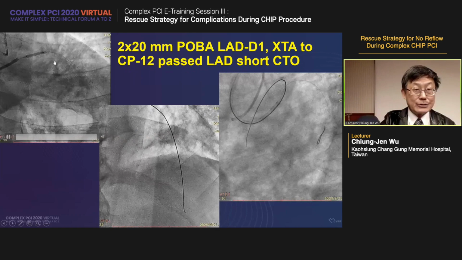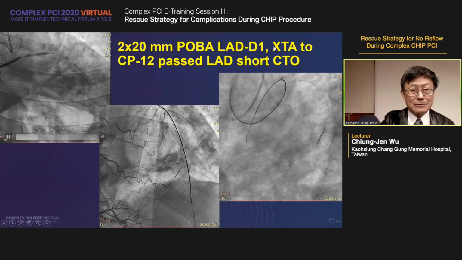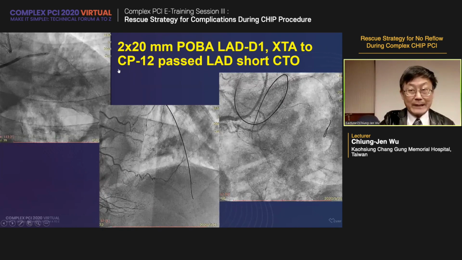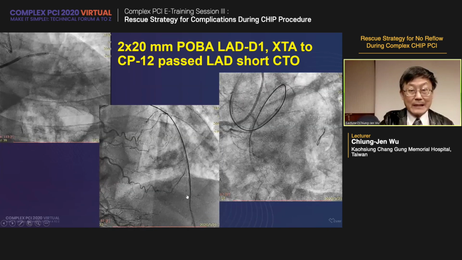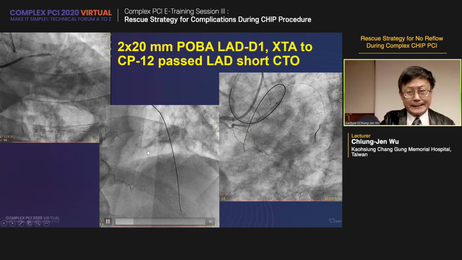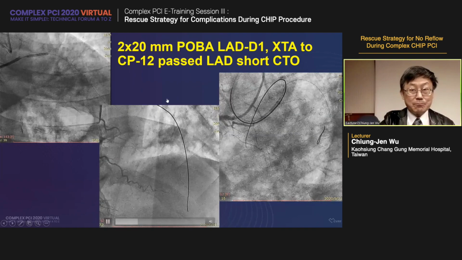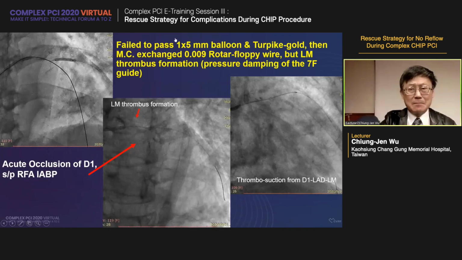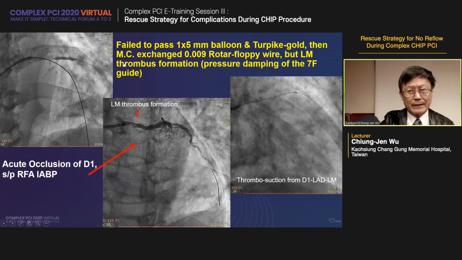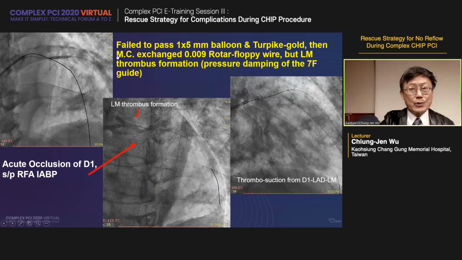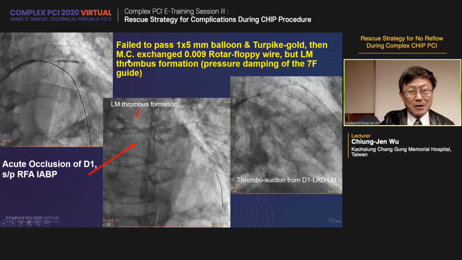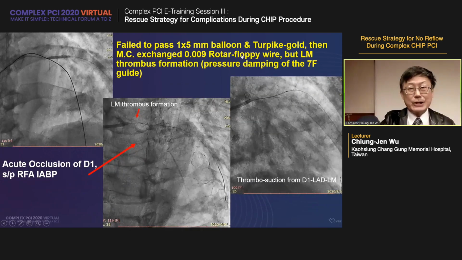So this is the balloon dilatation for the LAD and diagonal. And after that, we switched from XTA to CP12, able to pass that CTO and confirmed by collateral. But at that point, we could not pass even the smallest balloon. We also tried to use a Turnpike Gold, but that also failed. So we placed a microcatheter at the tip of the CTO exit.